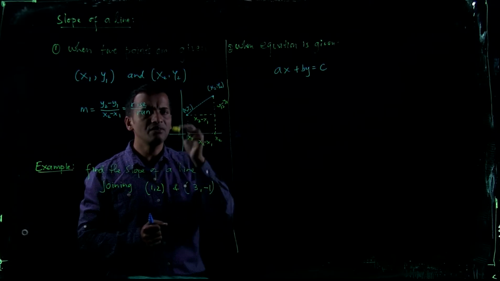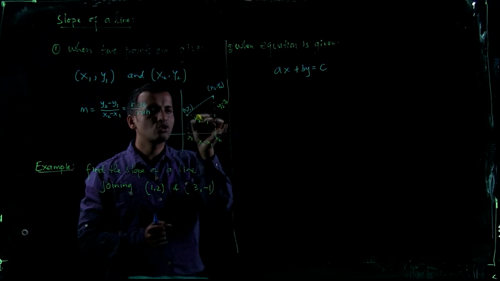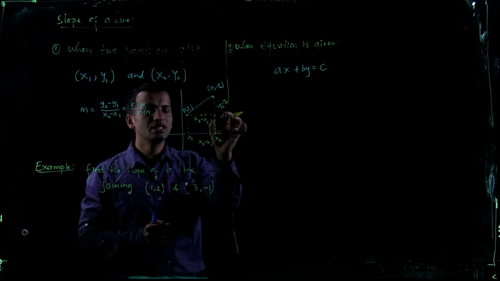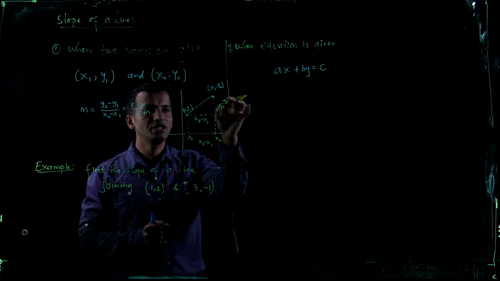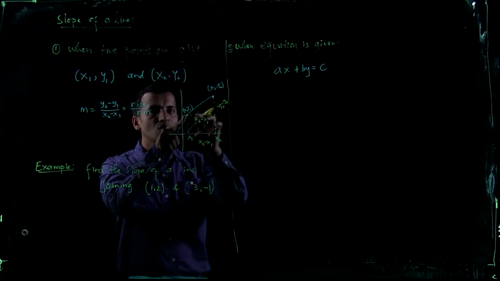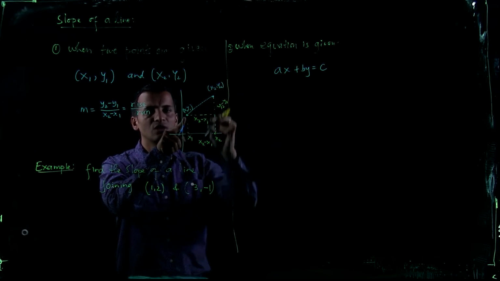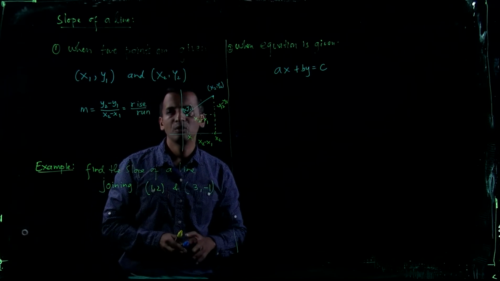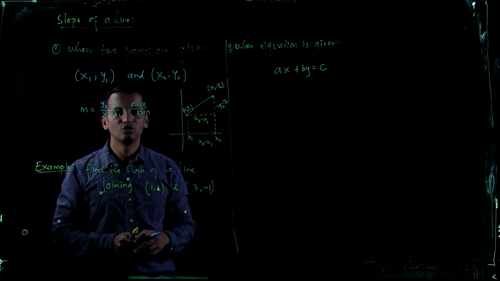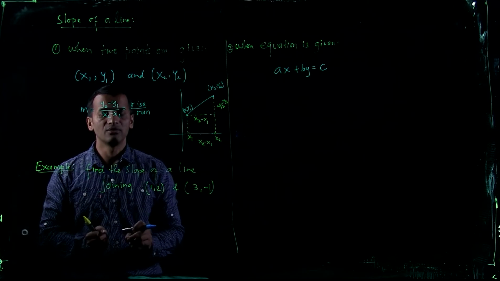If you think of it a different way, when you go from this point to that point, you run this much distance and then rise. So the slope is rise over run. From this point to that point, how much distance you go horizontally is the run, and how much you go vertically is the rise. So m is y2 minus y1 over x2 minus x1, that is rise over run. That's how we get the formula for the slope.